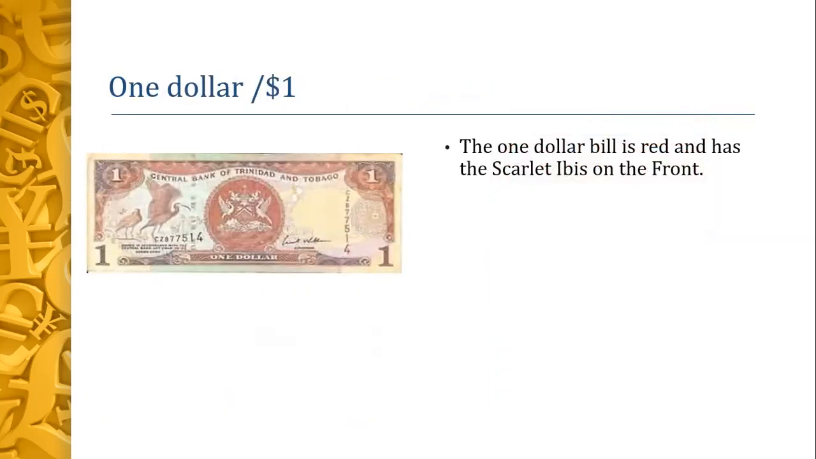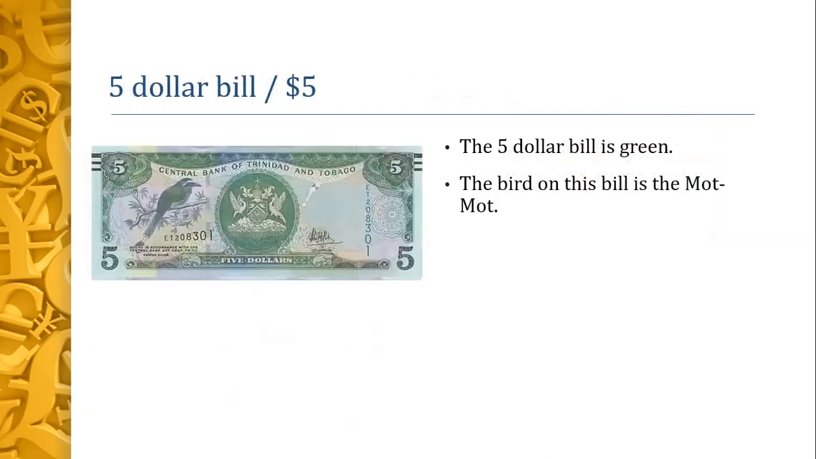The $1 bill is red and has the scarlet ibis on the front, in the left-hand corner. The $5 bill is green and has a special bird called the mot-mot in the left-hand corner. We will learn more about the mot-mot in our reading comprehension.